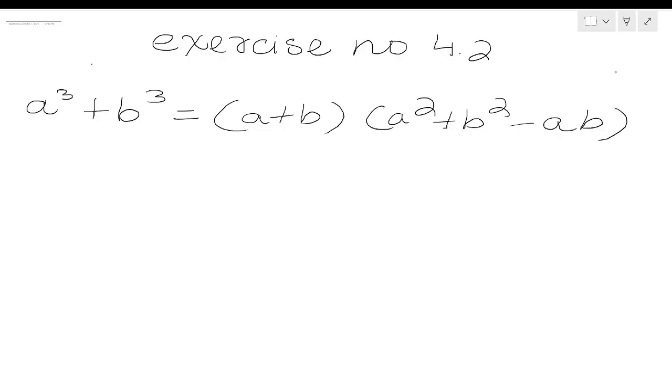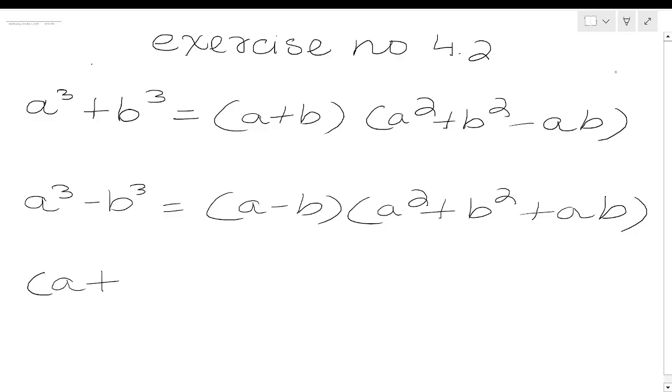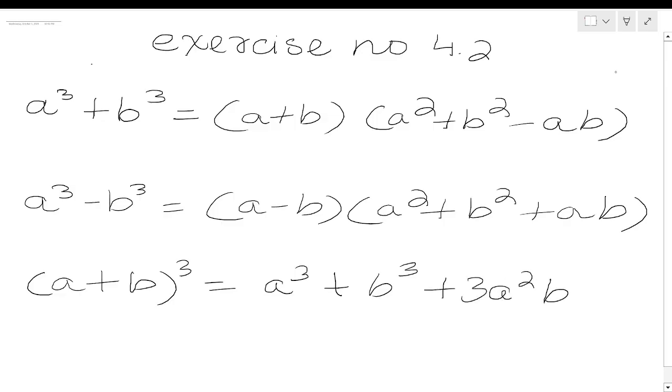Then the second identity is a cube minus b cube. It is equal to a minus b, a square plus b square plus ab. Then we have two more identities that we need to discuss, that is a plus b whole cube. It is equal to a cube plus b cube plus 3a square b and plus 3ab square.